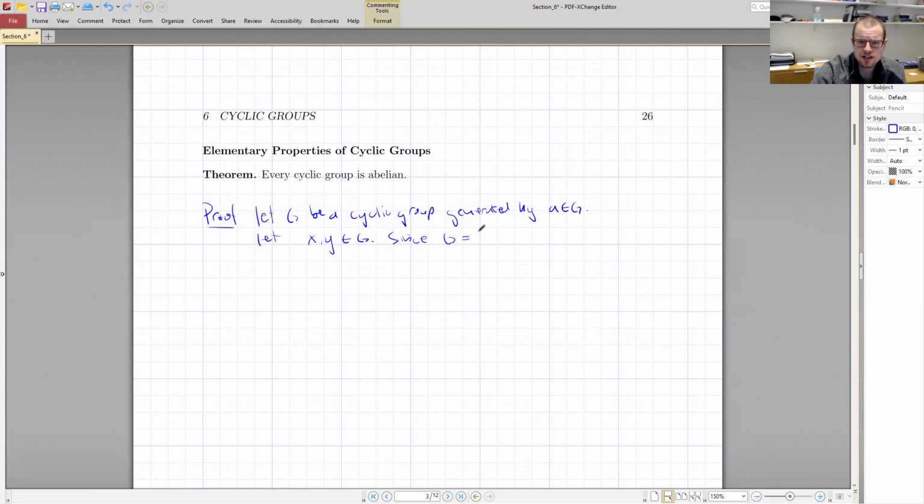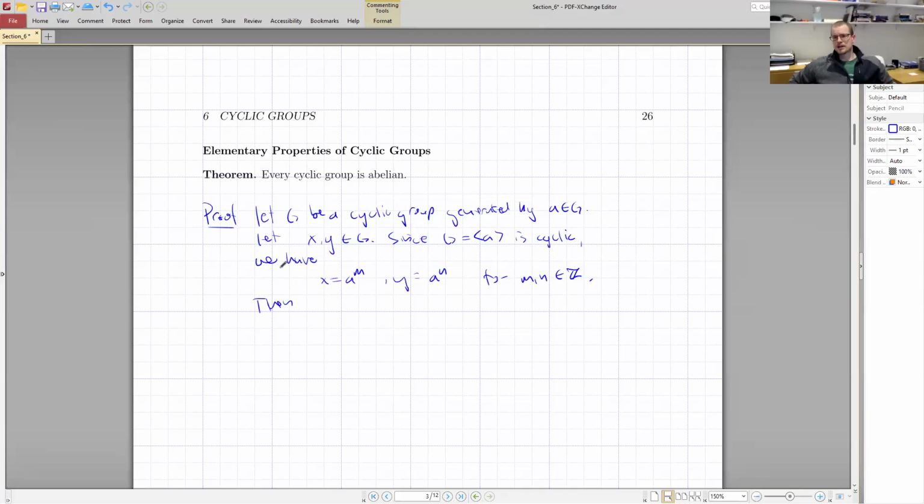Since G generated by A is cyclic, we can say that X is equal to A to the M, and Y is equal to A to the N, for M and N being integers. Cool.